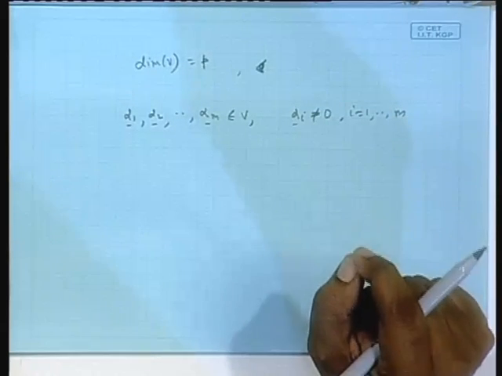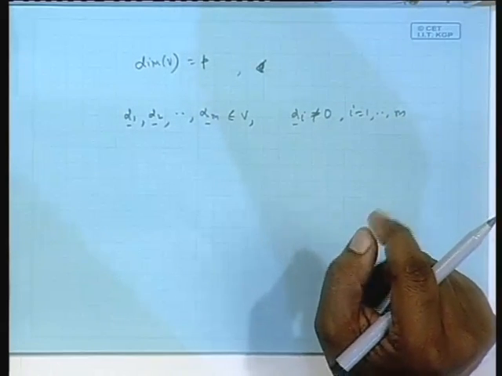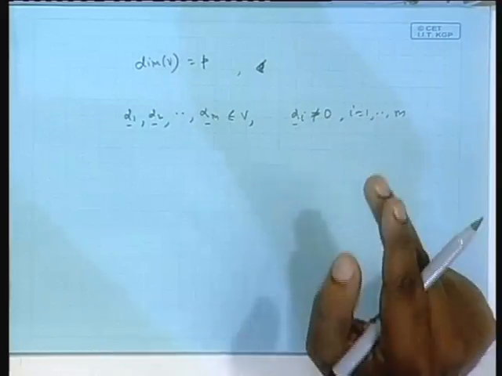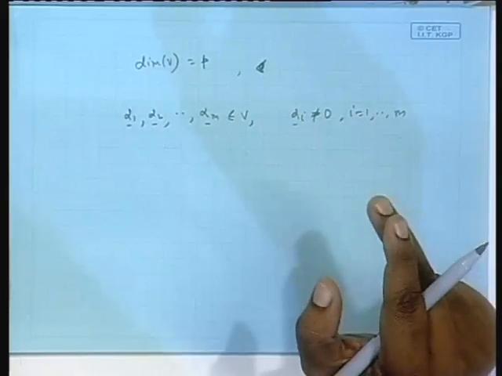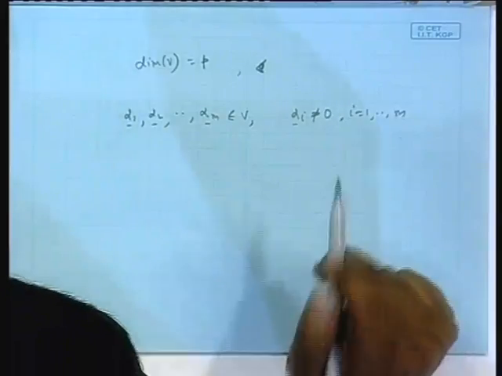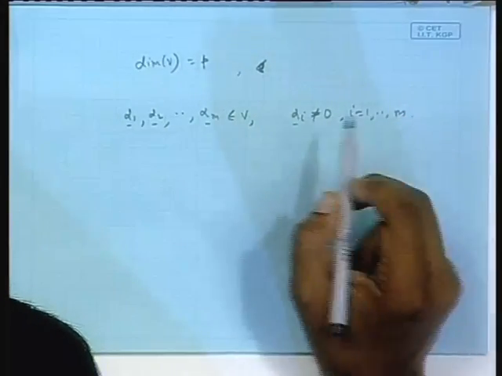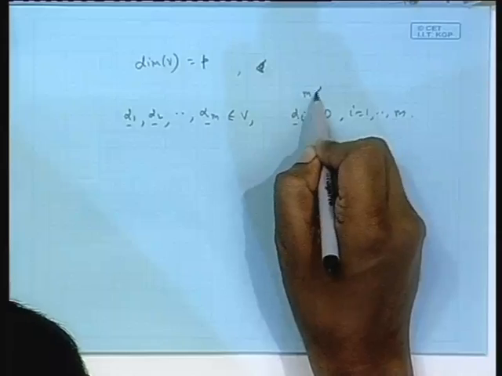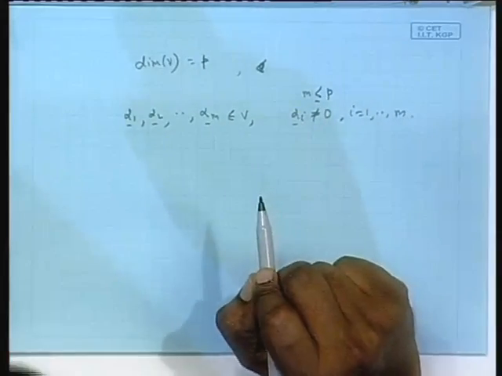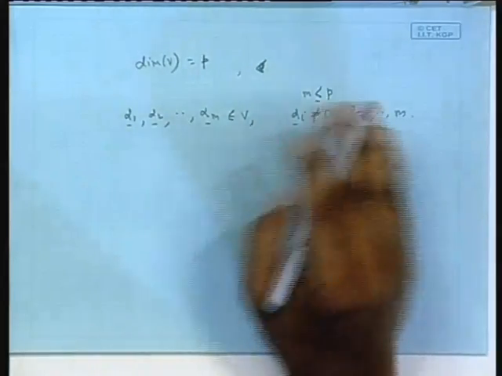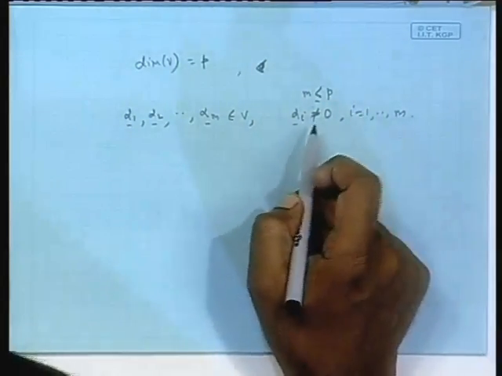Otherwise, norm is always a real and non-negative number, greater than or equal to 0, and equal to 0 if and only if the vector is the 0 vector. But I am excluding the 0 vector here. And of course, I am taking m less than or equal to p. We have already seen this, but we will see why it is m less than or equal to p.